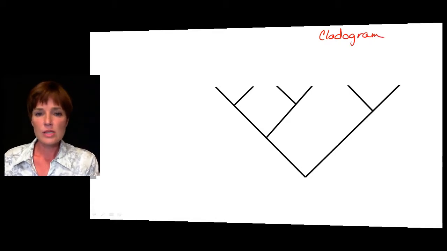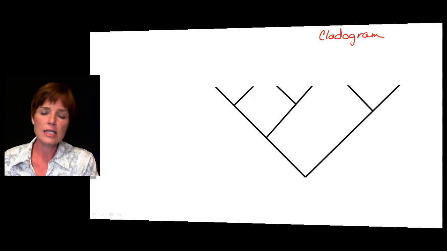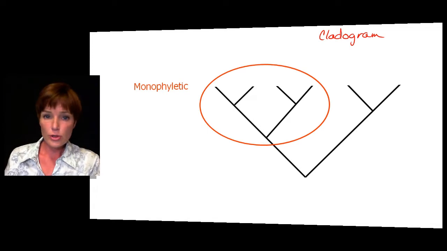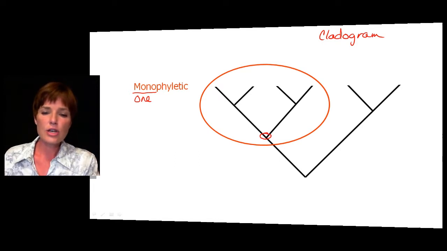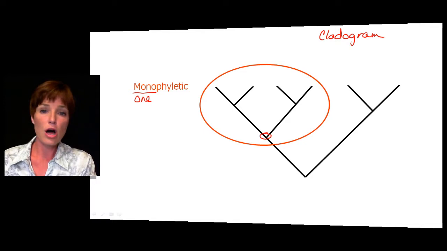Notice that we've got various branches in this tree, and at each branch point, that would be a common ancestor. The groupings on this tree can represent different types of clades. If we go through those types of clades, the first one is what we call a monophyletic. Mono stands for one, and this is because we have one common ancestor that gave rise to all of the descendants that we see here. That one common ancestor would be right back here, and this clade includes all of the descendants from that ancestor.